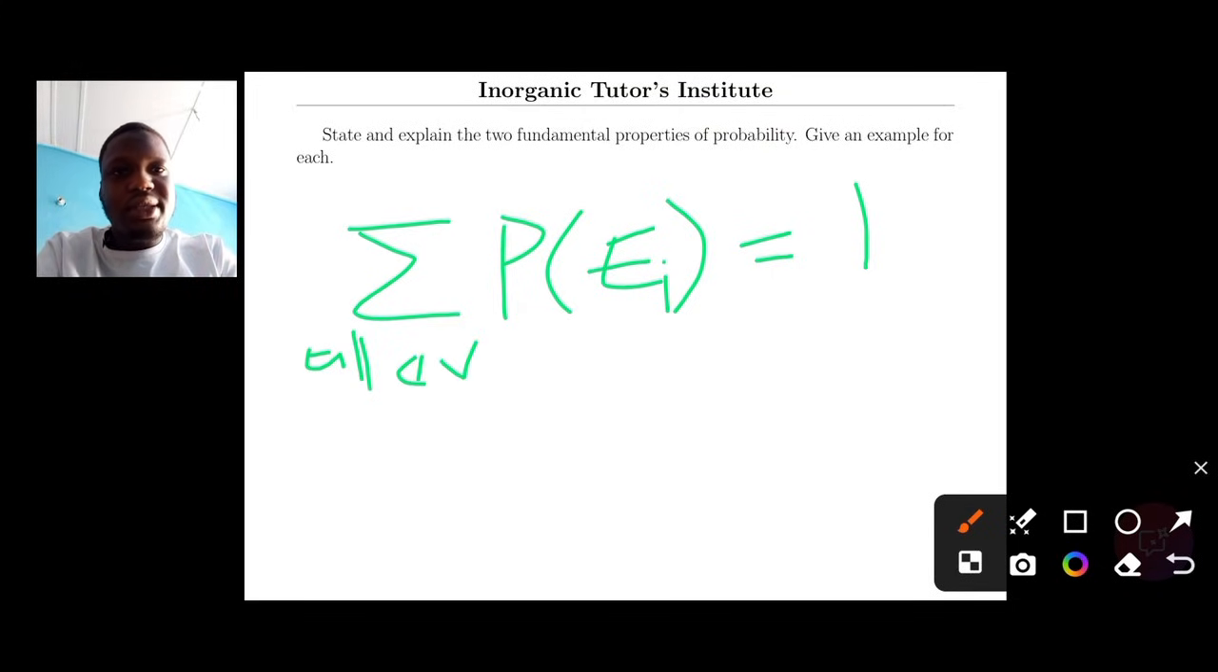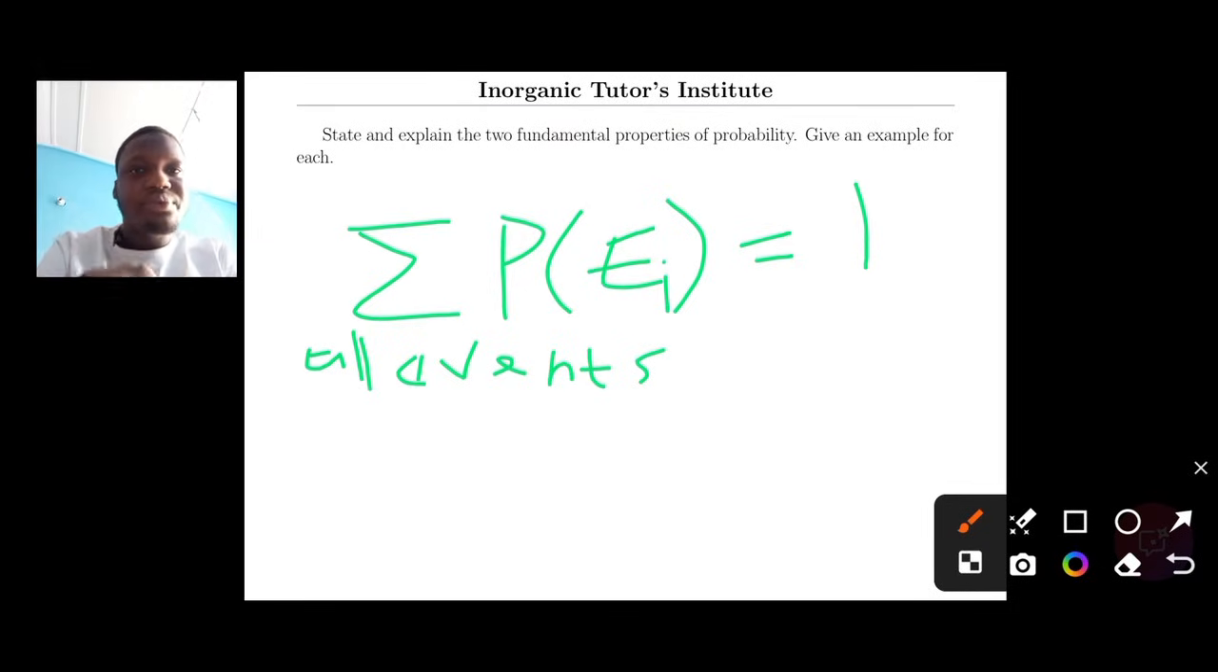Let me see all events. So when you sum for all events, it should give you 1. So what do I mean by events here? Okay, maybe I should put it well and carefully. Yes. So when you sum all the simple events, it should give you 1, not all events, because we can define events in such a way that you sum and it will not be 1.